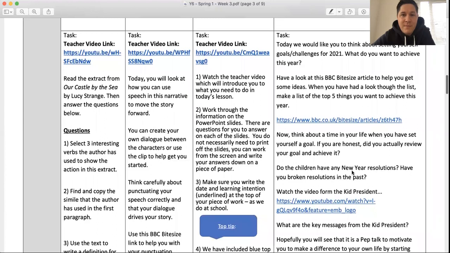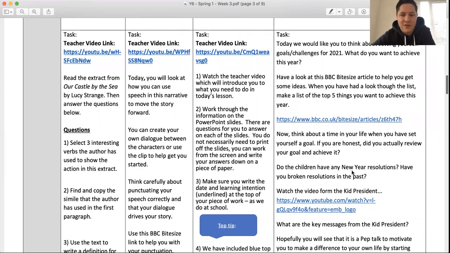All right. And remember, it's a big year for you this year. You're finishing primary school and you're going to be going to secondary school, and that might be with friends. It might not be with friends. So you've got lots to think about.